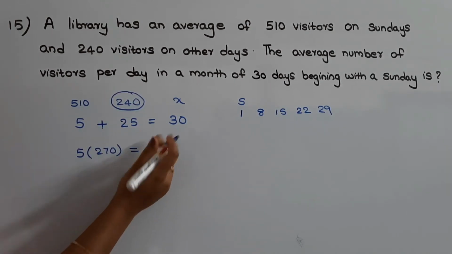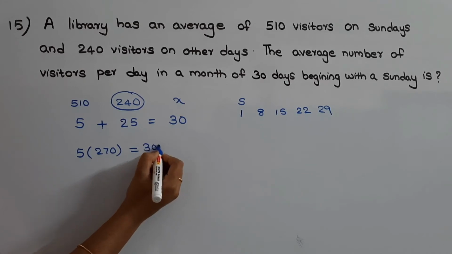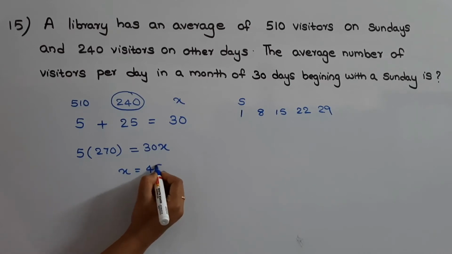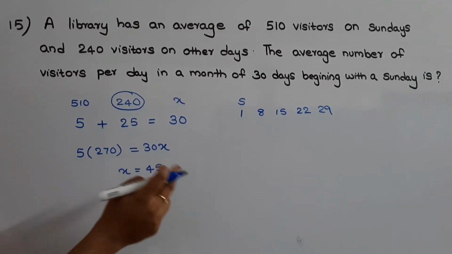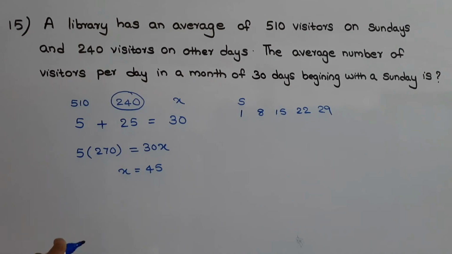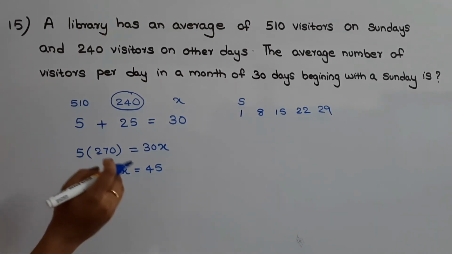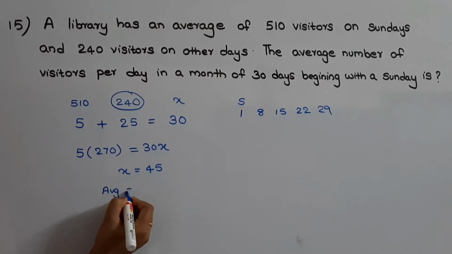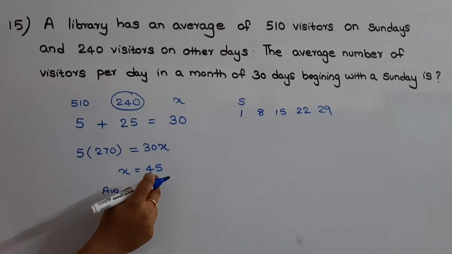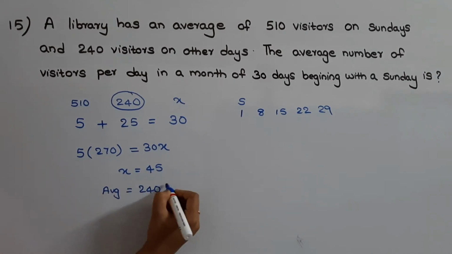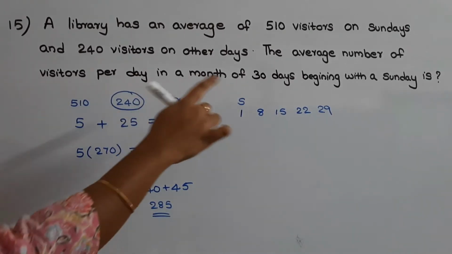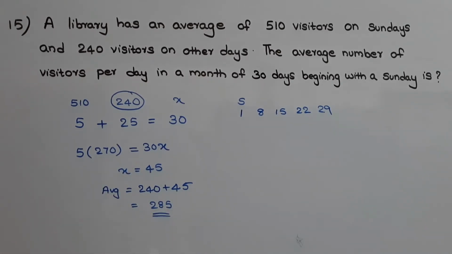So this is equal to 30 into x, that is 30x. On solving this you will get the x value as 45. So the increase in the number of visitors is 45. We need to find out the average visitors of 30 days. So the average visitors will be equal to reference average plus increase in average, that is 240 plus 45, that is equal to 285. So the average visitors in a month of 30 days is 285.